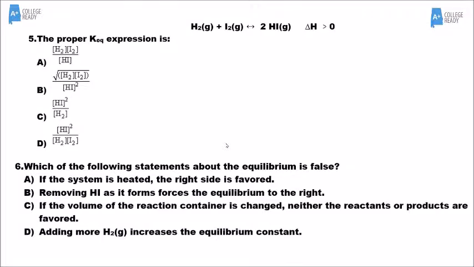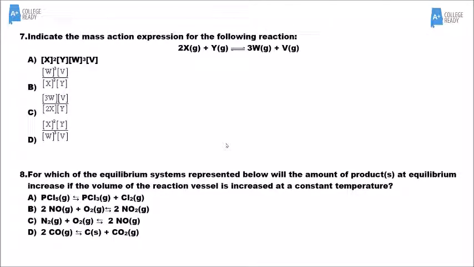This again is taking the equation as written and making sure it's products over reactants, and the products get the coefficient as an exponent. So it would be W cubed times V over X squared times Y.